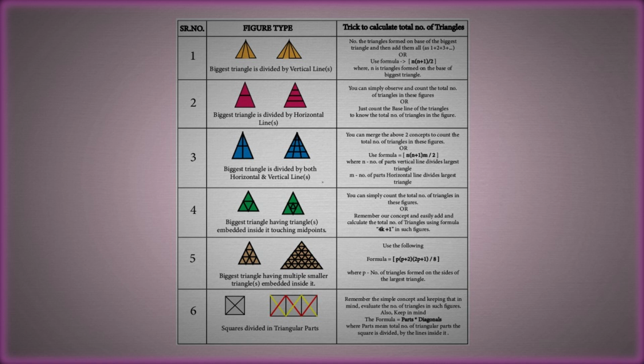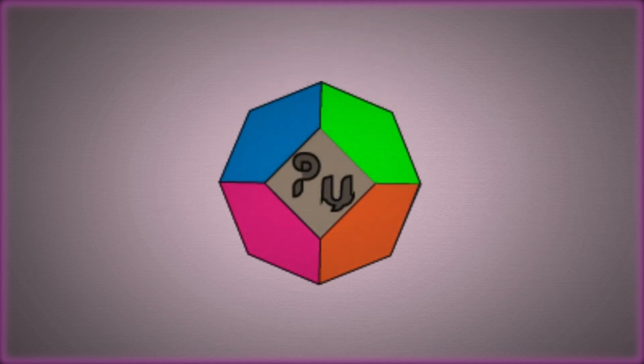This is the table for the previous video. You can easily copy it. If you find any difficulty in understanding the tricks part or the third column of this table, then do go and check out my episode 1 of the reasoning playlist, where I've shown you how to calculate total number of triangles in such figures.